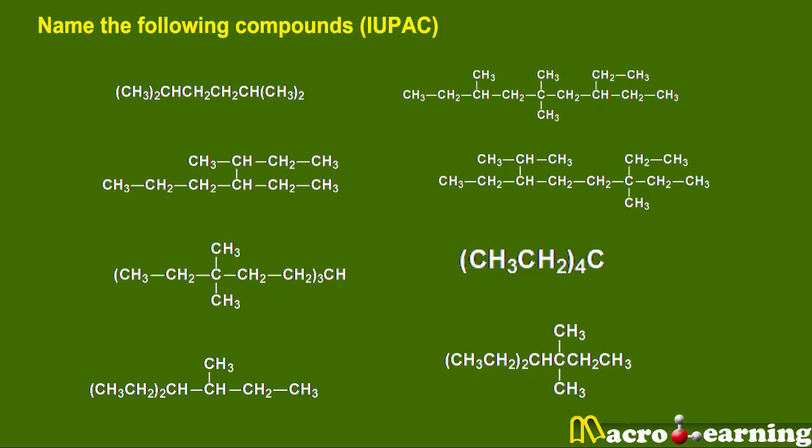So this is still the organic chemistry alkane part, where we left off from the last question. We still have a few more structures to name using the IUPAC nomenclature. Let's start now with this one.